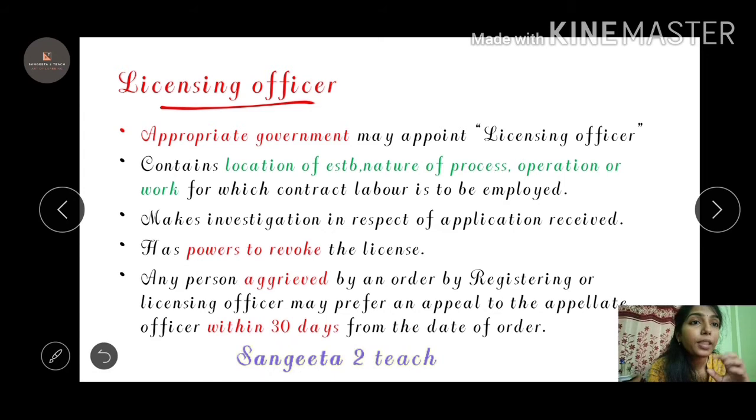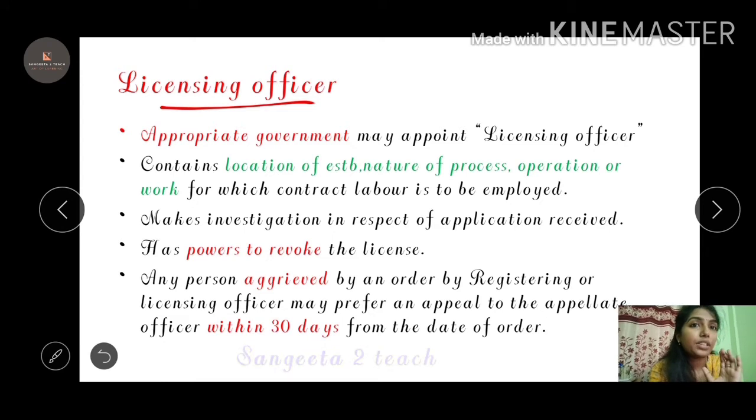And this license will have the location of an establishment, the nature of the process, and the operation of the work. So where the location is, and what kind of work process or operation is taken up by the labor, is understood by this licensing officer, and he has all powers to cancel your license if something goes wrong and you're not doing it in a proper way. And this license is applicable for only 12 months. After 12 months you have to apply again for this license.